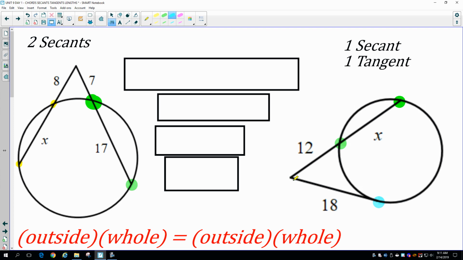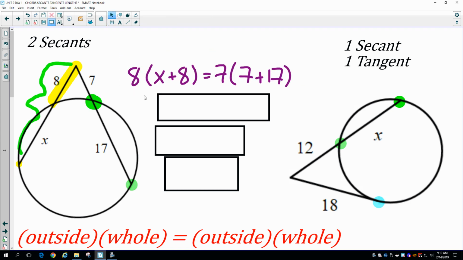So before we've dealt with what angles and arcs they make, and so we're going to talk about how long these segments are. The relationship that exists in both of these pictures is the same. You take the outside portion of one segment and multiply it by the length of that whole segment, and that's equal to the other segment's outside portion times the whole segment. So let's look at this two secant example first. 8 is the part of the segment that's outside, and the whole thing is these two pieces added together, so 8 plus X.